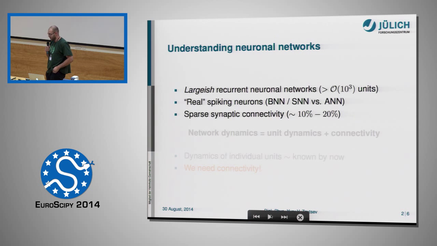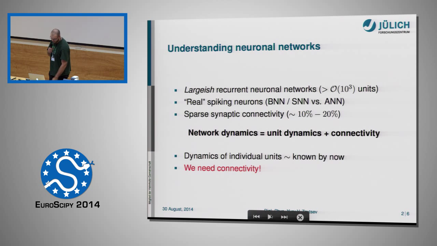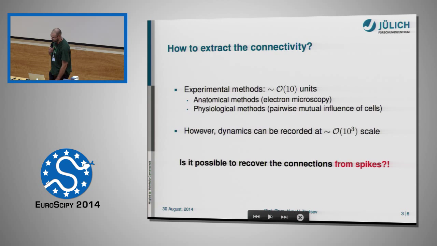I'm in this neural network business, but we always claim we want to understand the brain. To that end, we need to understand the dynamics of neuronal networks, not the kind of networks that, for instance, Kyle was talking about, but real spiking networks from biological neurons with synaptic connectivity and so forth. So the dynamics is basically the dynamics of single units plus connectivity. The dynamics of single units are more or less known. Therefore, we need connectivity desperately to really understand what's going on there.